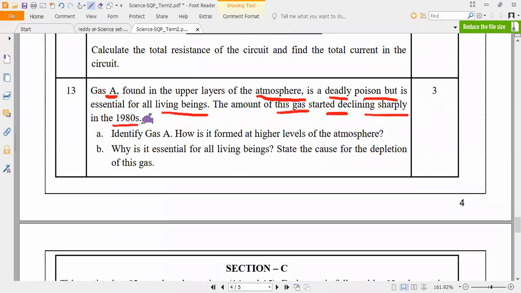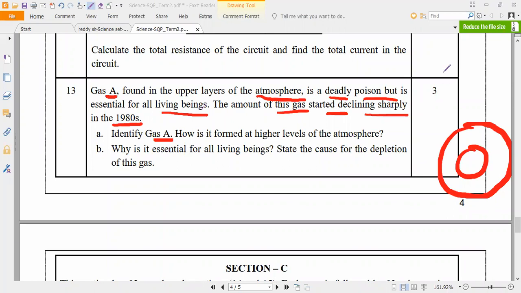CFC, sir. 1980s. So as I told you, wrong. Read the question carefully. A gas A found in the upper layer of the atmosphere. Upper layer of the atmosphere. Our Earth is protected with some gas in the upper layer of the atmosphere. That is what they are asking. I am not asking which will damage that. Read the question. Understanding. But it is essential for living beings.